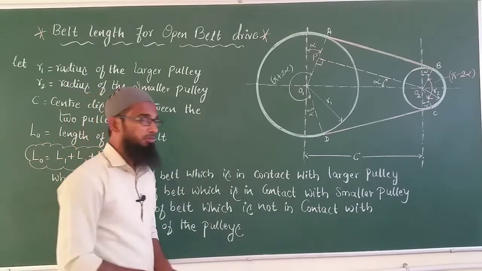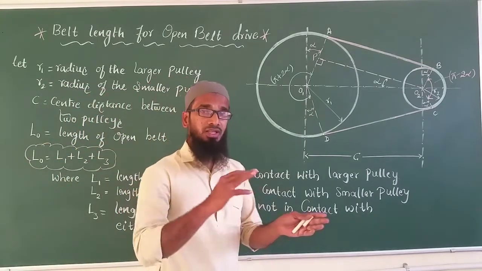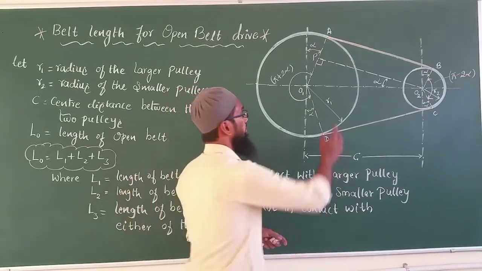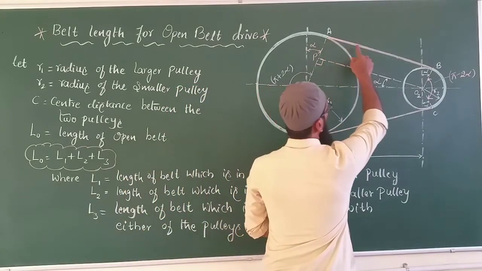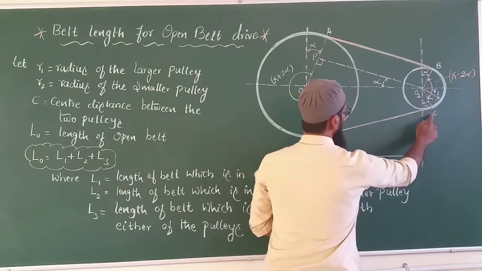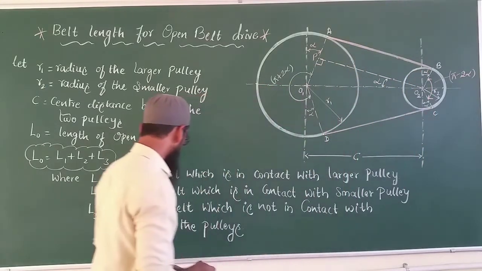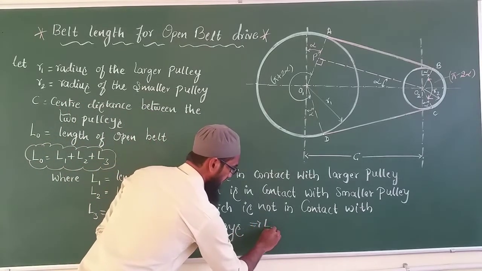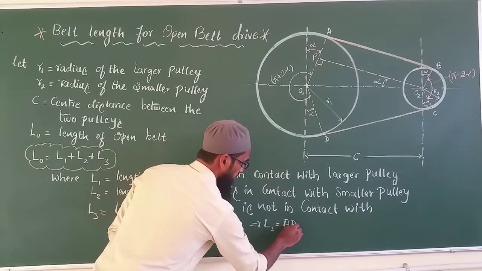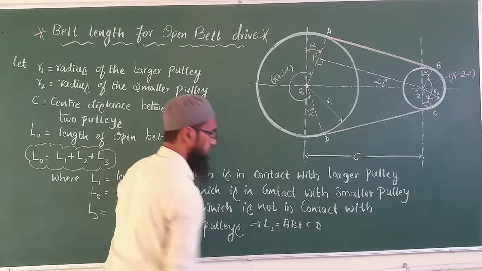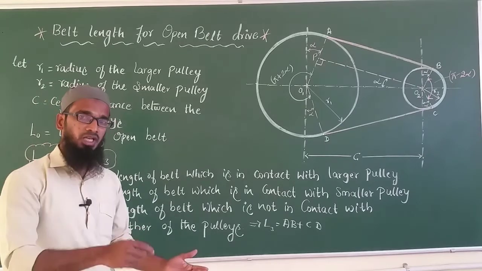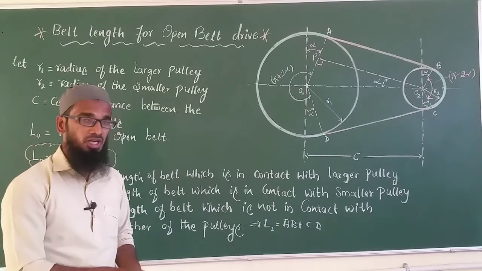Now L3 is the length of belt which is not in contact with either of the pulleys. For example, you can see here, it is the length of AB plus the length of CD. So L3 is the length of AB plus CD. Now we will find out what L1, L2, and L3 are in detail.